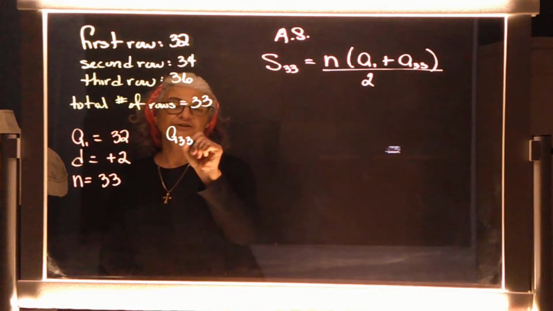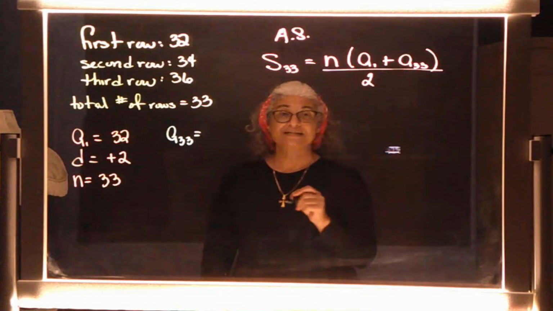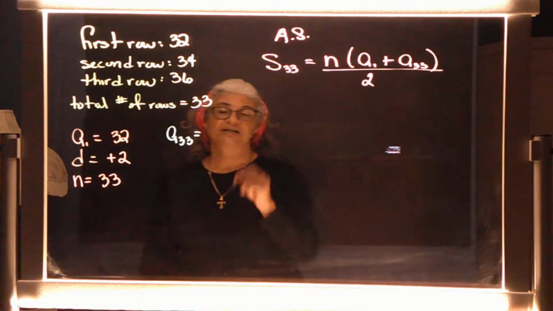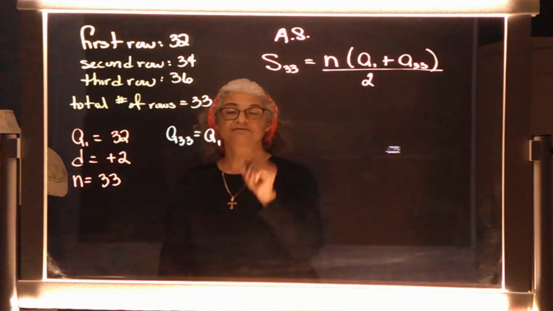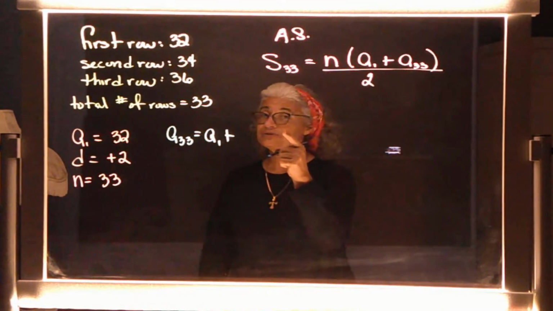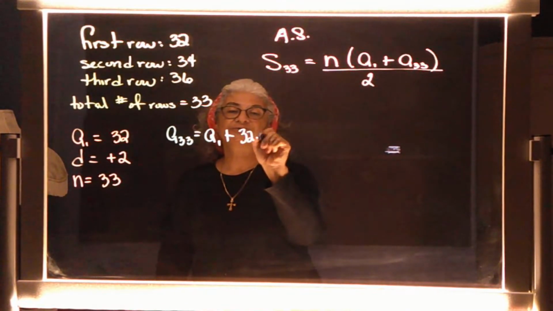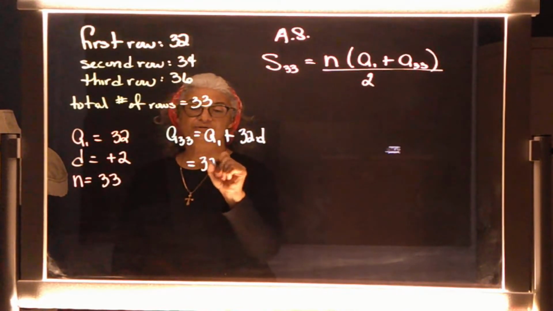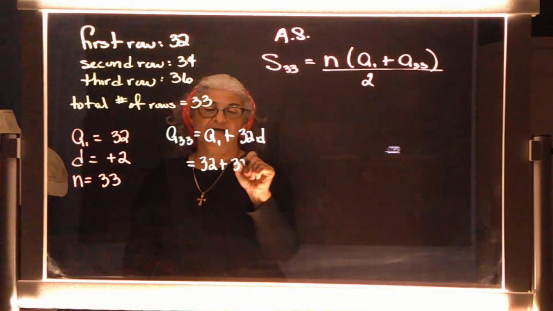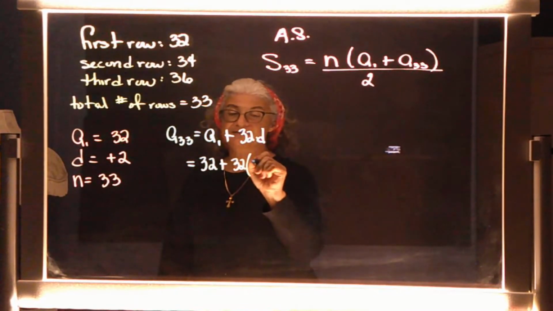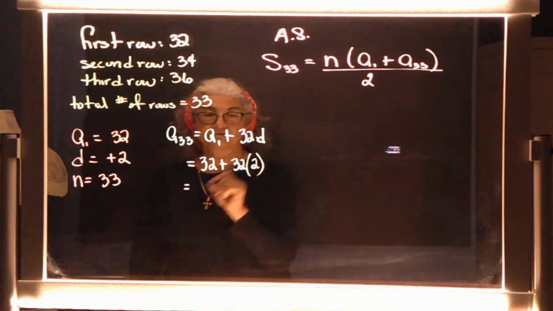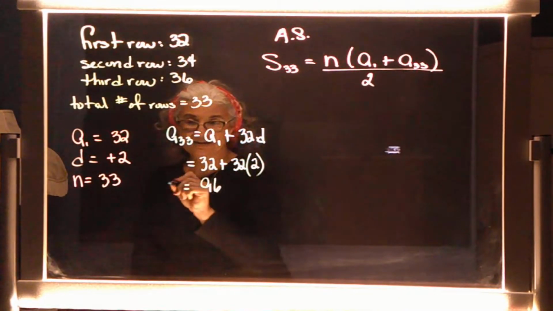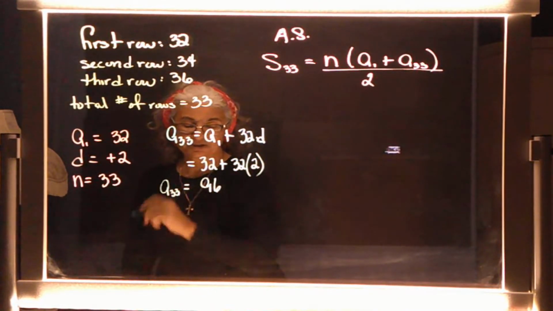to find how many seats are in the 33rd row, how do I do it again? Yes, you take a sub 1, add it to, good, 32 times d. Well, a sub 1, you told me was 32. And I'm going to do 32 times d, which is 2, right? So what is that, 64? 96 seats in that 33rd row? Do you agree?